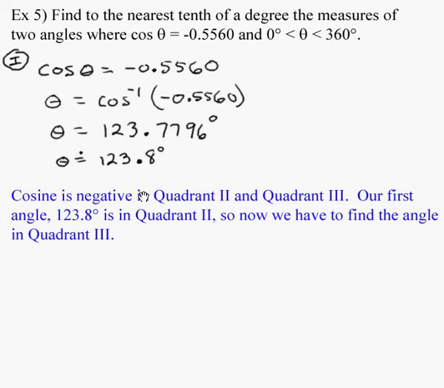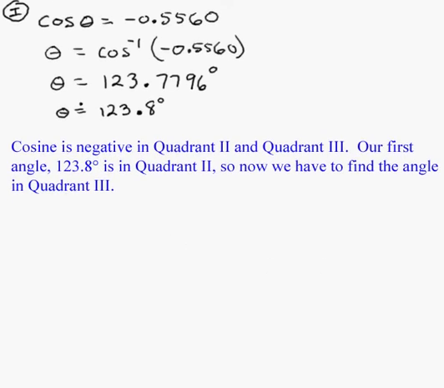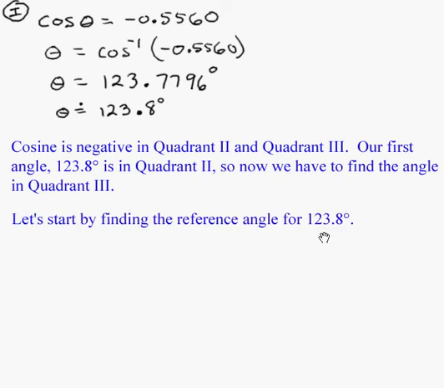And that makes sense because we know the cosine is negative in quadrant 2, and this is an angle in quadrant 2. But cosine is also negative in quadrant 3. So we now have to find the angle in quadrant 3. And this, your calculator will not exactly find for you. So the first thing we need to do is to find the reference angle for 123.8 decimal degrees.